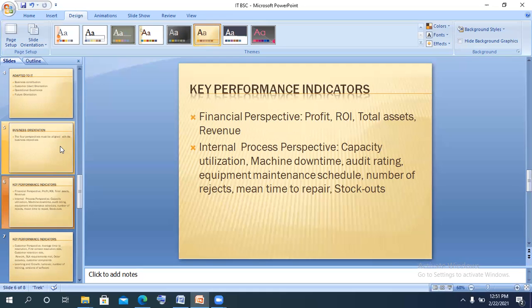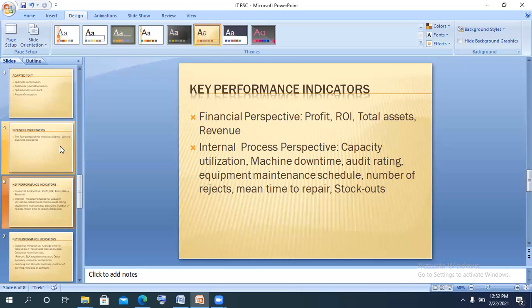For example, from the financial perspective, we can use profits. What profit has a company made, or what profit has IT been able to add to the pool of the organization? ROI, return on investment, total assets, revenue. All these are financial indicators that we can use to determine how well the business is doing financially.